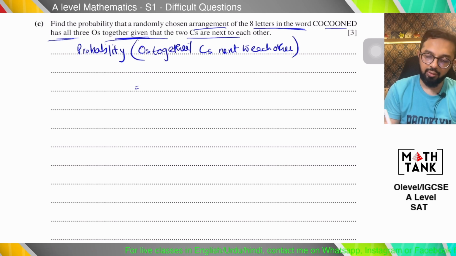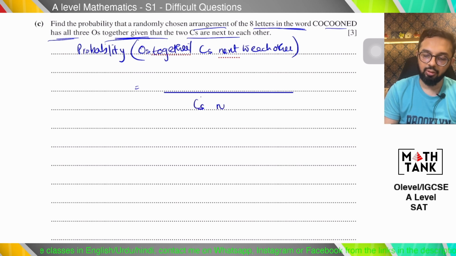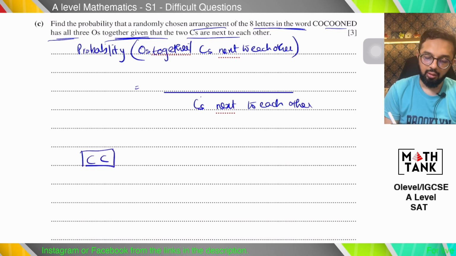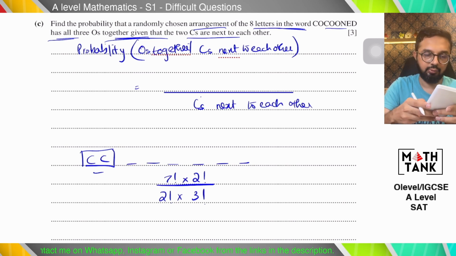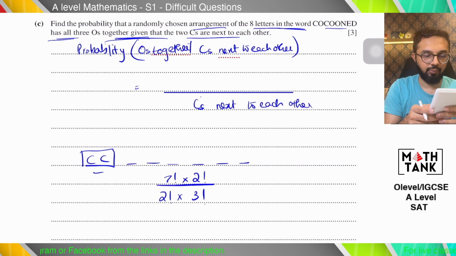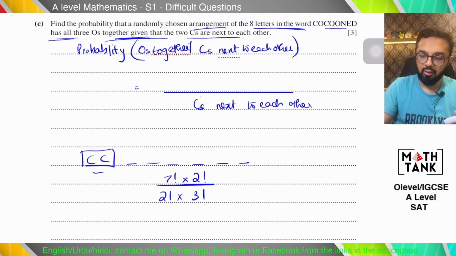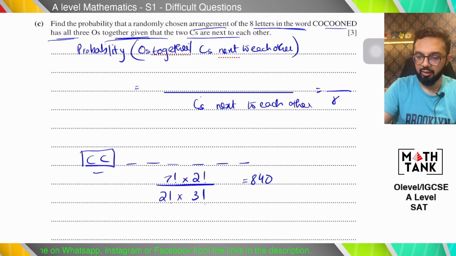Okay, so my denominator is going to be C's next to each other. Just C's next to each other. How do I calculate that? I will keep C's in a box and arrange the rest of them. So I'm going to say 6 factorial going in, sorry, the box is also a dash, so 7 factorial. I'm going to go inside the box and then divide by the identicals. So that's my denominator. That gives me 840, I think. So my denominator is 840.